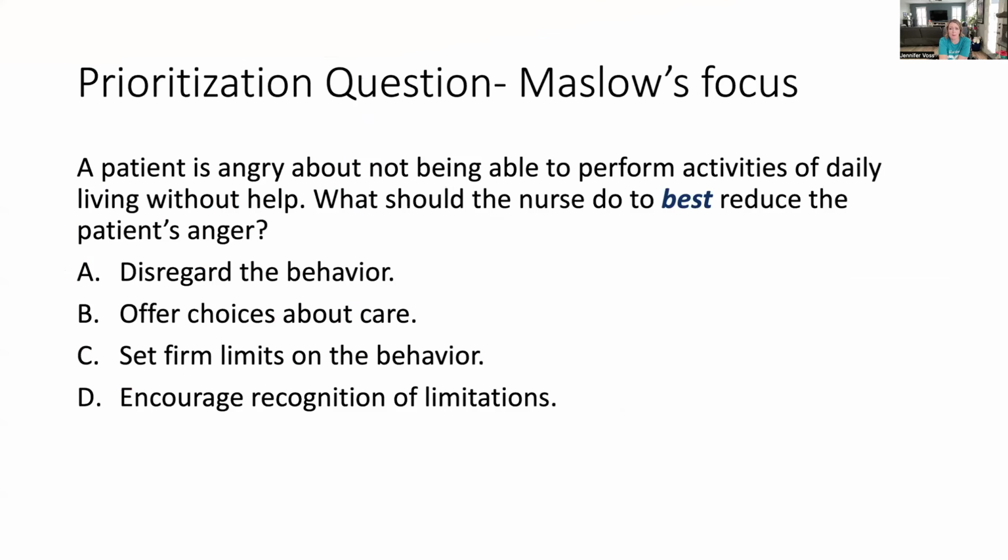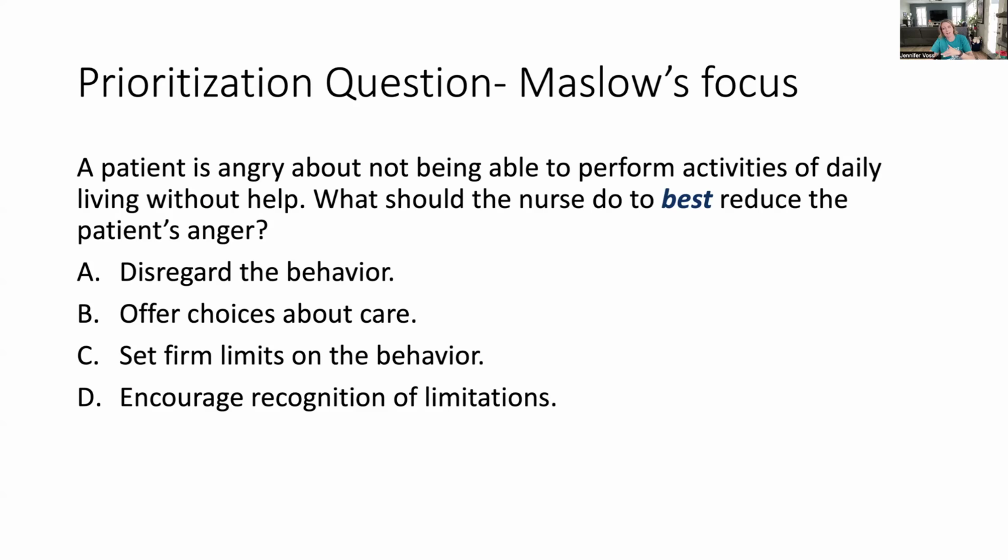So here's our example. A patient is angry about not being able to perform activities of daily living without help. Activities of daily living are things like transferring yourself from your bed to your wheelchair, or it doesn't even have to be that basic. It could be, can I get up and walk to the bathroom? Can I dress myself? Can I brush my teeth? They can't do those things without help. What should the nurse do to best reduce the patient's anger?